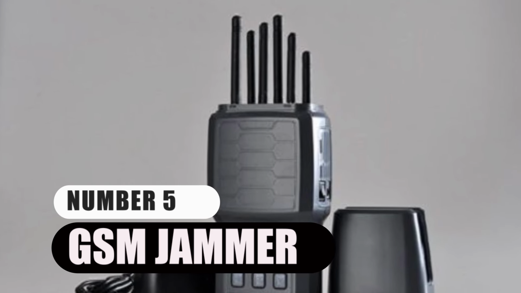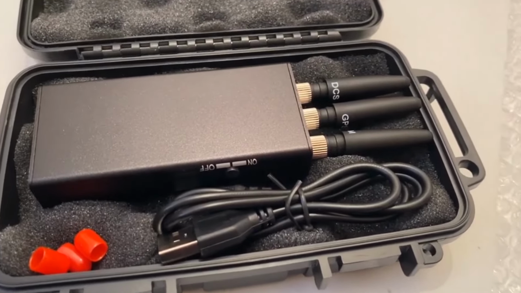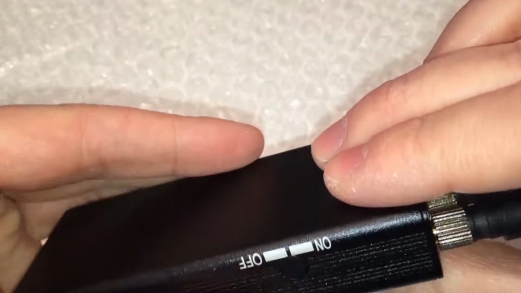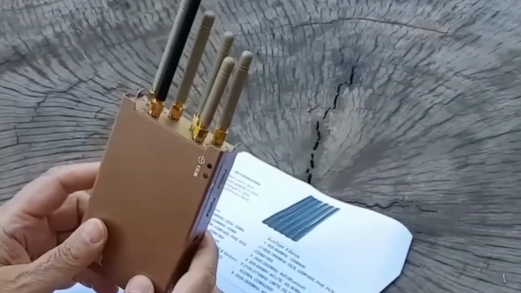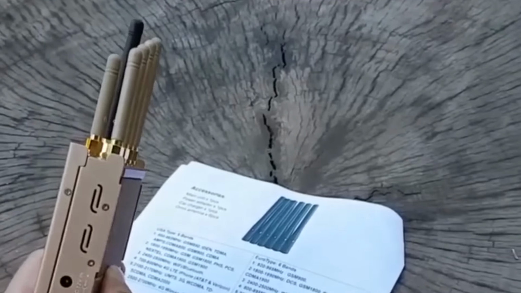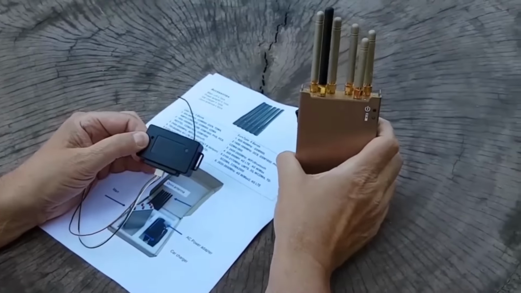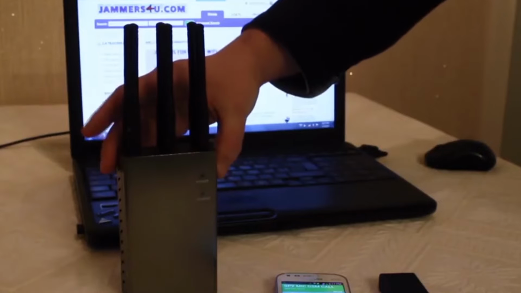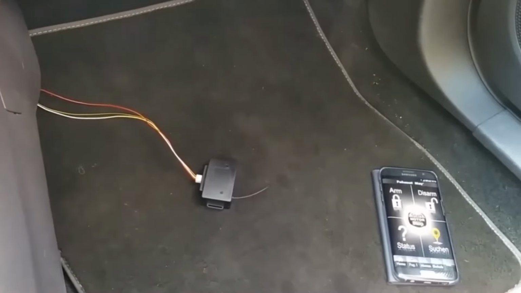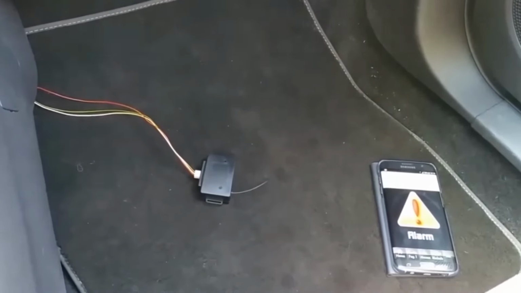Number 5. GSM Jammer. A GSM jammer is a disruptive device designed to interfere with the functioning of GSM, Global System for Mobile Communications, networks, which are commonly used for cellular communication. These jammers emit radio frequency signals on the same frequency bands used by GSM networks, effectively blocking or jamming the signals that connect mobile phones to cell towers.